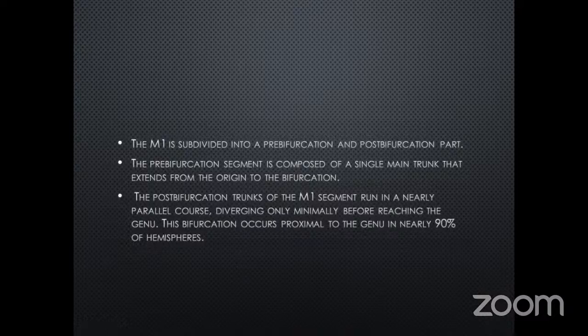M1 is subdivided into pre-bifurcation and post-bifurcation parts. The pre-bifurcation part is composed of a single main trunk that extends from the origin to the bifurcation. And the post-bifurcation trunks of the M1 segment run in a nearly parallel course, diverging only minimally before reaching the genu. This bifurcation occurs proximal to the genu in nearly 90% of the hemispheres.